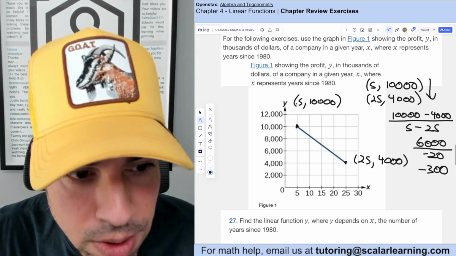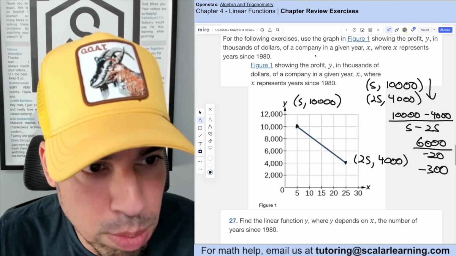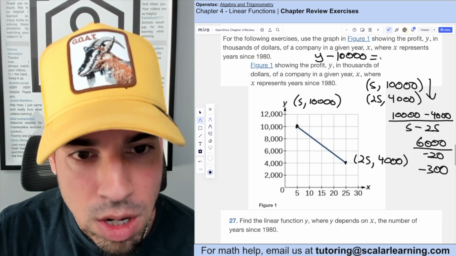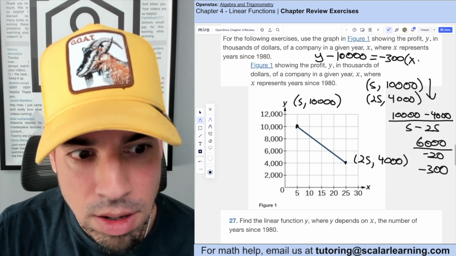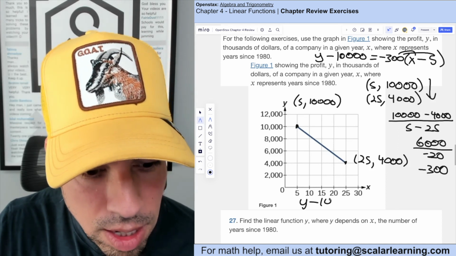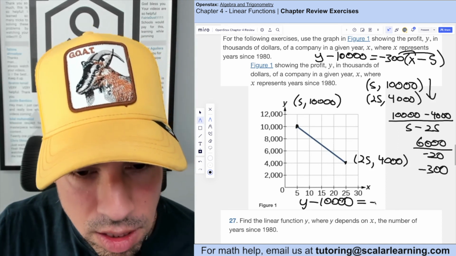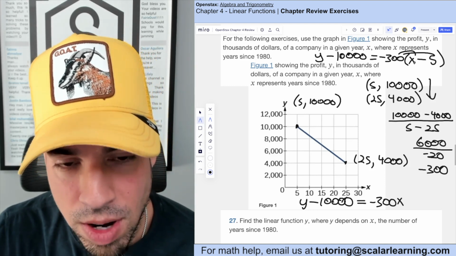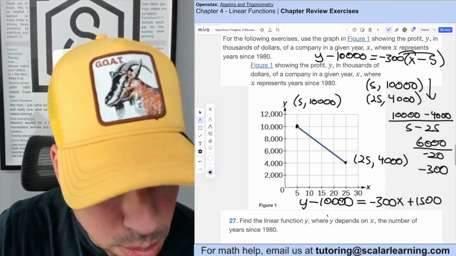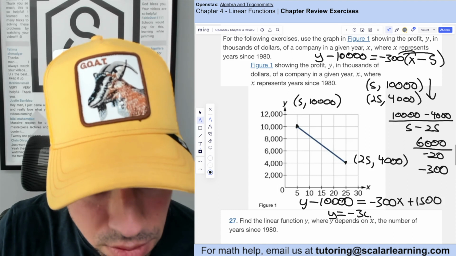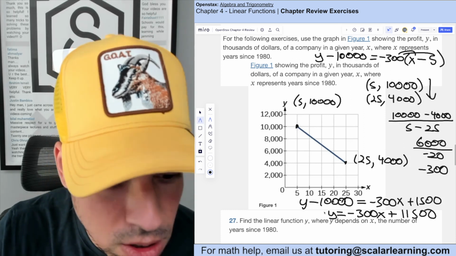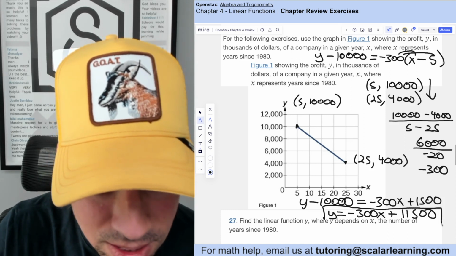Now we're going to arbitrarily choose 5, 10,000 as our coordinate, and we're going to plug into point-slope. Let's do it up here. We don't have a ton of room, but I'll say y minus that corresponding y value of 10,000 equals a slope of negative 300 times x minus 5. And then as we distribute, we get y minus 10,000 equals negative 300x, and then negative 300 times negative 5 is positive 1,500. Last but not least, we're going to add 10,000 to both sides, and we get y equals negative 300x, and then 10,000 plus 1,500 is 11,500. There is your final linear equation.